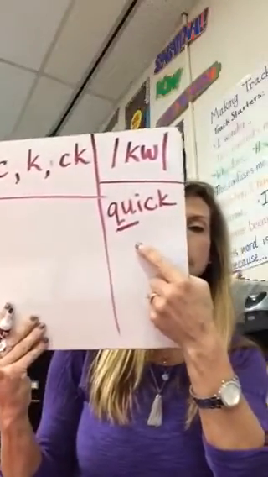Okay, next we have quick. We are quick on the track when we run. Quick. Again, goes in the qua side. Q-U-I-C-K. Quick. And hopefully when I give you a word, you try to write it before me.